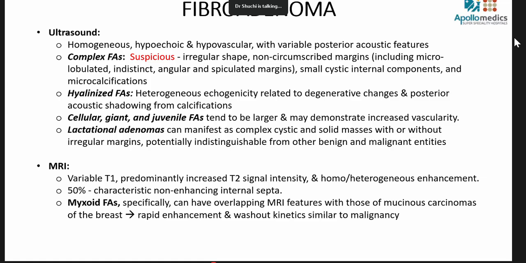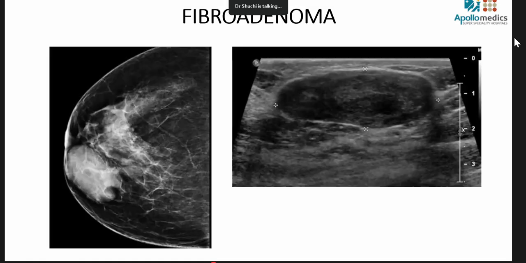On MRI, fibroadenoma shows variable T1, predominantly hyper T2, and some homogeneous or heterogeneous enhancement. 50% of them will have non-enhancing internal septa, which is very characteristic. Myxoid fibroadenomas can have overlapping MRI features with mucinous carcinoma, having rapid enhancement and washout kinetics similar to malignancy. So make sure you go through your basic images, T1, T2, and then come to the contrast, so you are less likely to miss it. This is a fibroadenoma on mammogram, and this is a fibroadenoma on ultrasound.